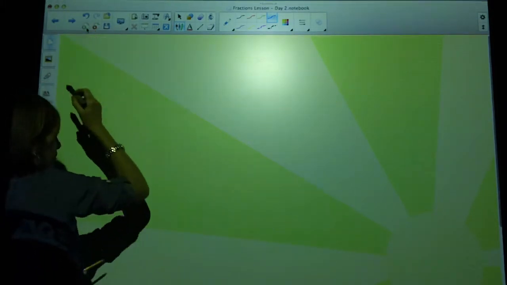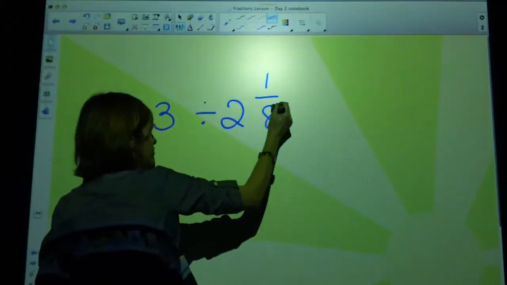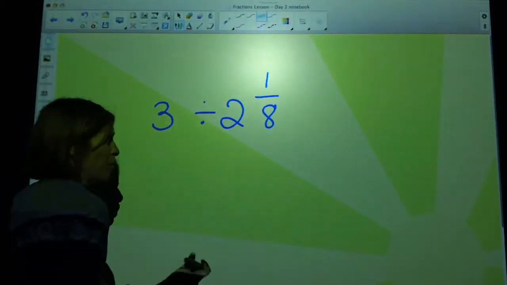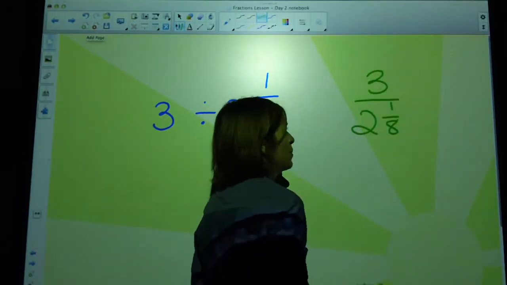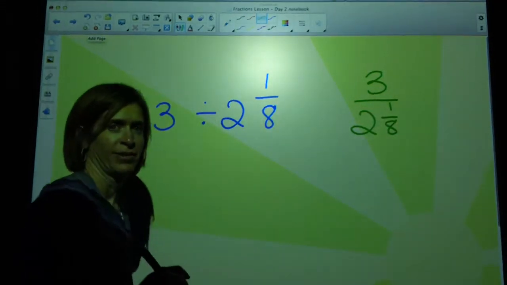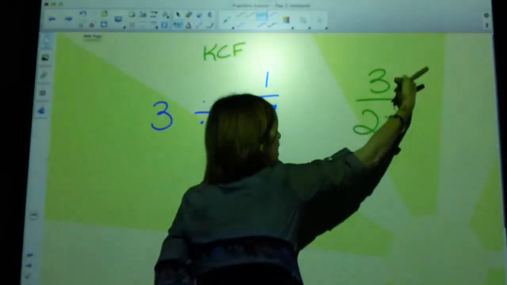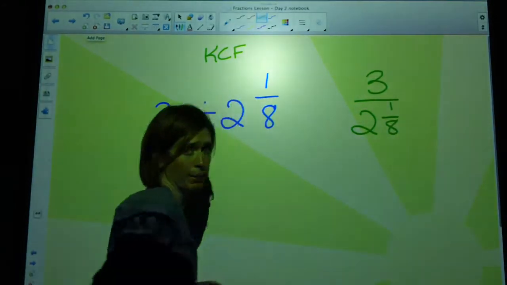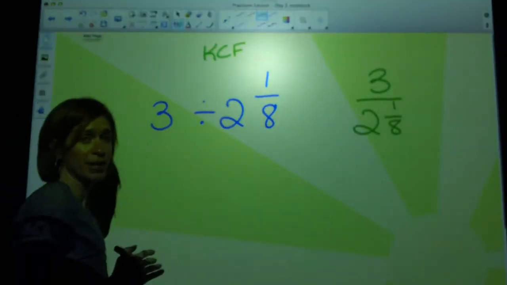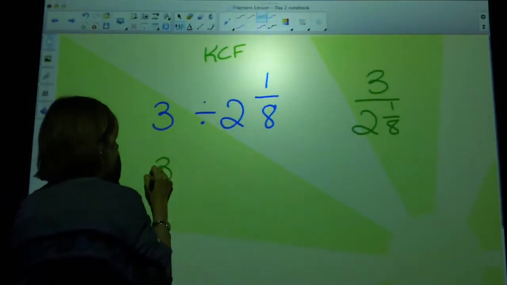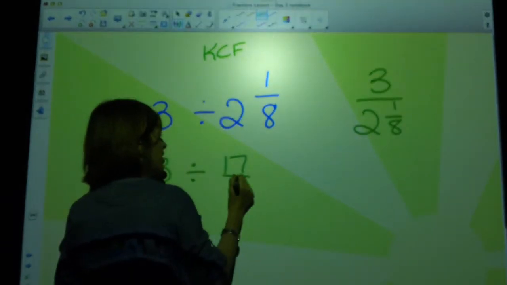And then the last one, 3 divided by 2 and 1/8, okay? I want everybody to know that this means the same as this, because that bar means division, okay? So we have to realize that if we're going to keep, change, flip it, they would be keep, change to multiplication, and flip the bottom. And that can happen a lot. But you can't deal with this if it's a mixed number. It has to be improper. So first, we rewrite it as an improper fraction. 8 times 2 plus 1 is 17 over 8.